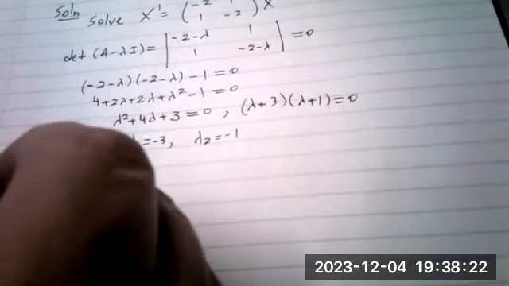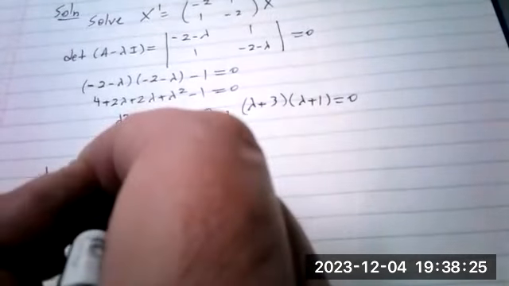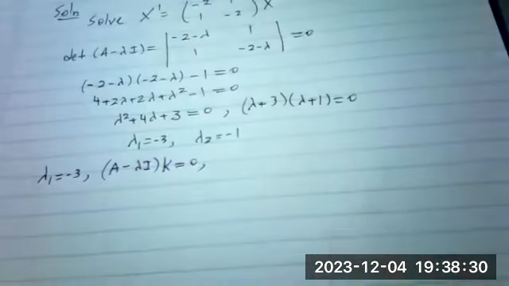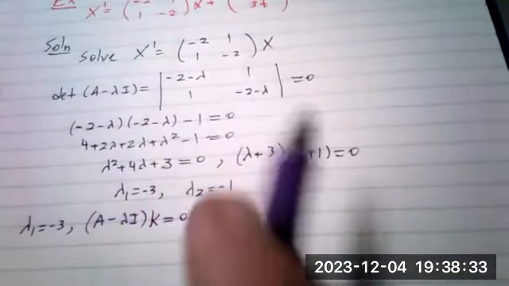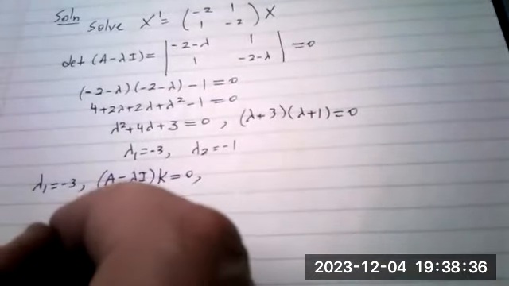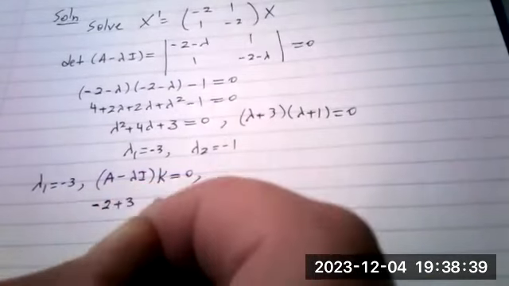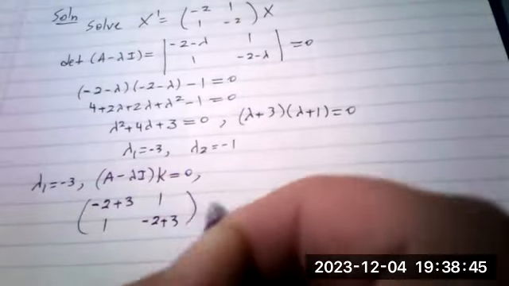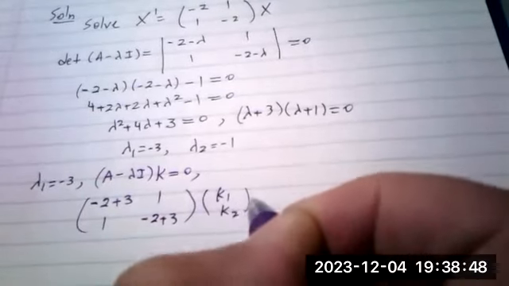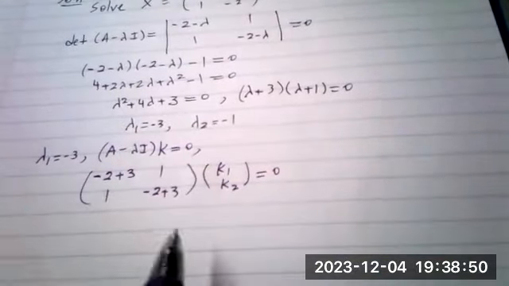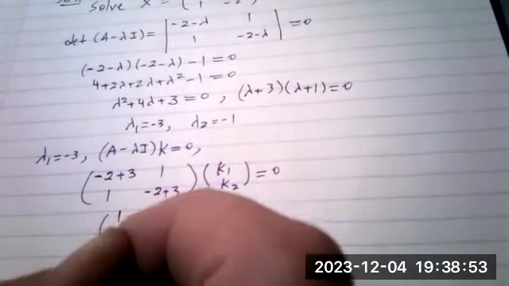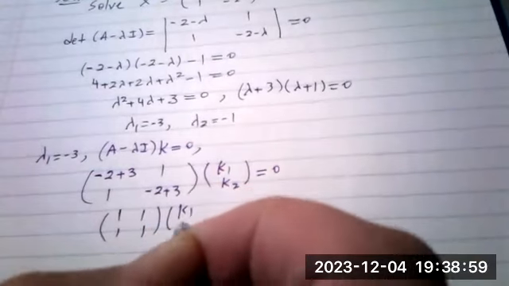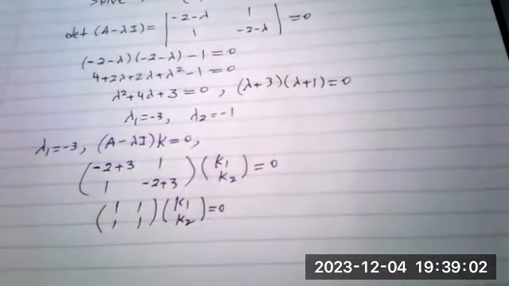Start with lambda 1 equal to negative 3 and the form (A minus lambda I) times k equal to 0. You put the lambda here. The lambda is negative 3, so you are going to have negative 2 plus 3, 1, 1, negative 2 plus 3, times k1, k2 equal to 0. And so the matrix is going to be 1, 1, 1, 1. Just multiply the one row and then you're done.